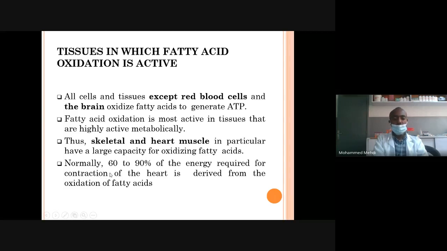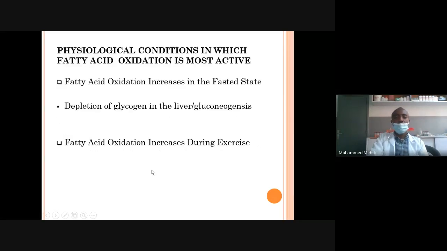So normally 60 to 90% of the energy required for the heart muscle contraction is derived from this fatty acid oxidation. Fatty acid oxidation is increased in the fasted states, when glucose is depleted or glycogen is depleted. There is fatty acid oxidation.